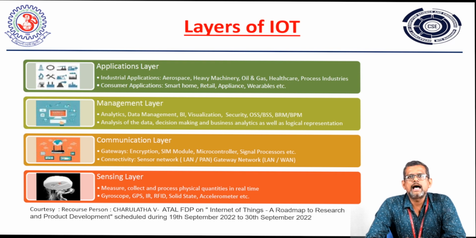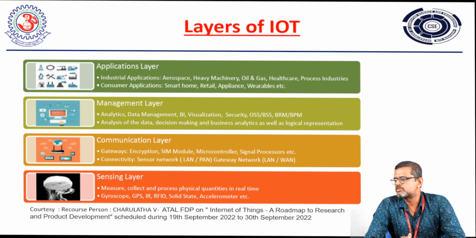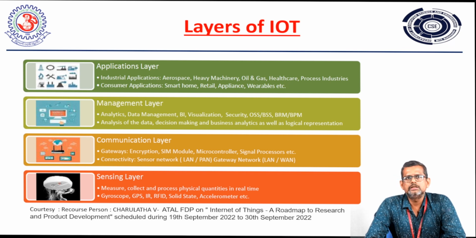Okay, and the last layer is going to be the application layer. Application layer in the sense, depending upon the application, I'm going to choose my interface. So it's all about industrial applications, aerospace, and so on. So here come the 4 layers of IoT. Slowly we'll see them one by one.